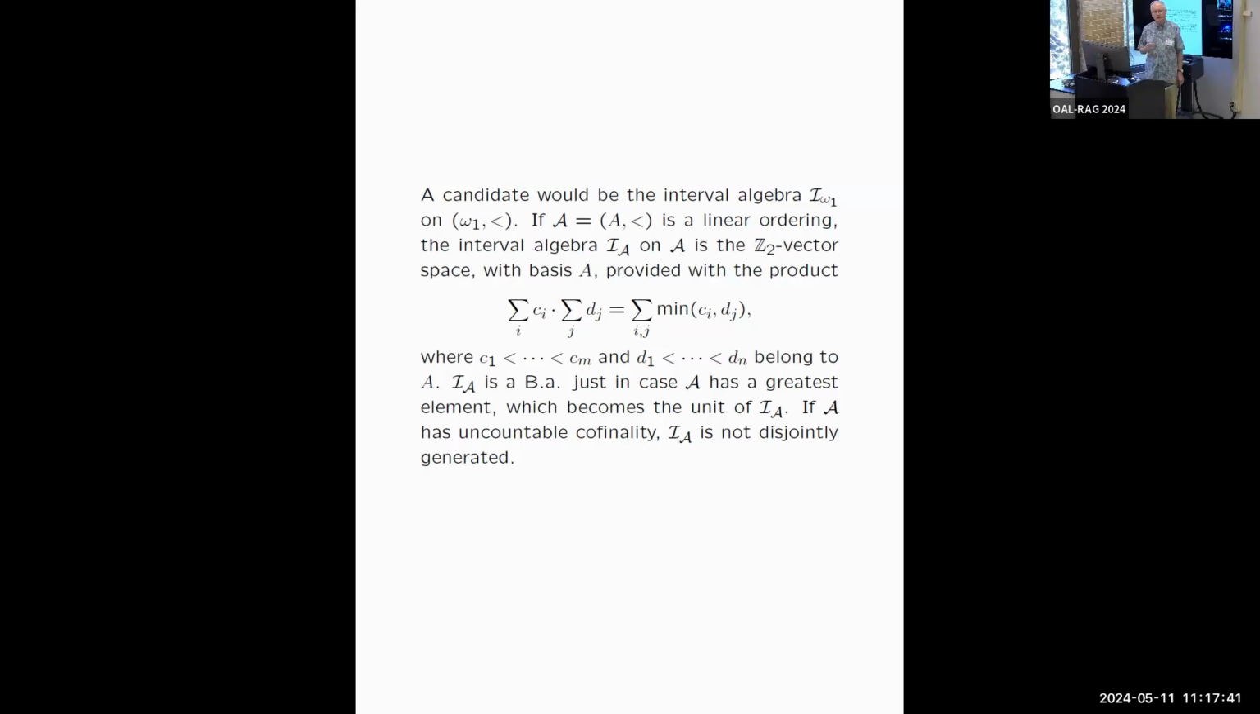So you take your linearly ordered set, and make it into a vector space over the 2-element field with basis A. Now that's almost a Boolean ring, except you don't have multiplication. So how do you multiply two things together? Well, you take two sums of distinct basis elements. And how do you multiply them together? For each c_i and d_j, you take the minimum and you add up all of them. And with that multiplication, you get a Boolean ring.